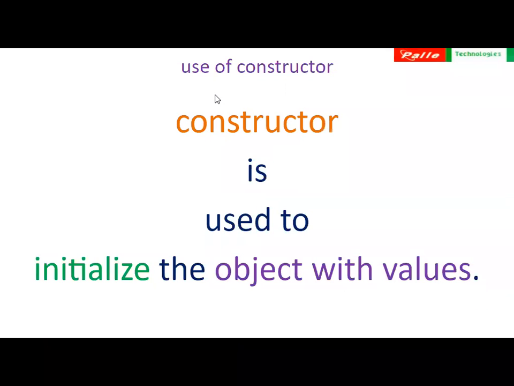Now we have to understand the use of a constructor. We have seen what a constructor is. The init method is known as the constructor. Remember, a constructor is used to initialize the object with values. We will understand this with an example. Let us see now.